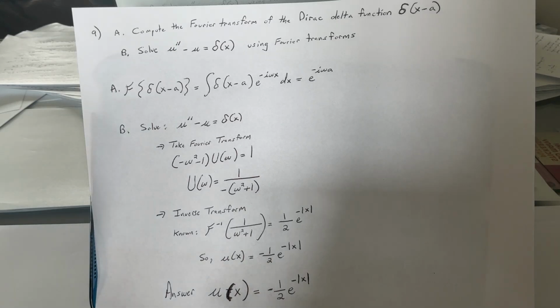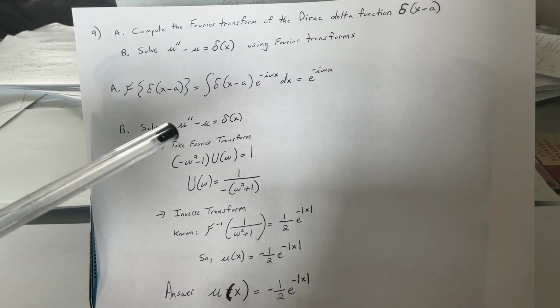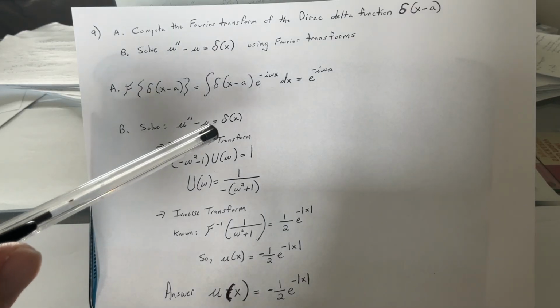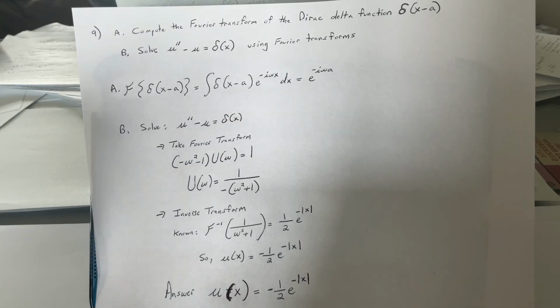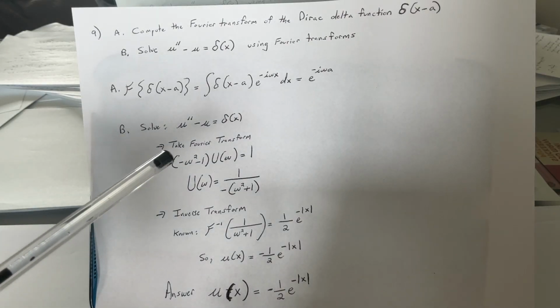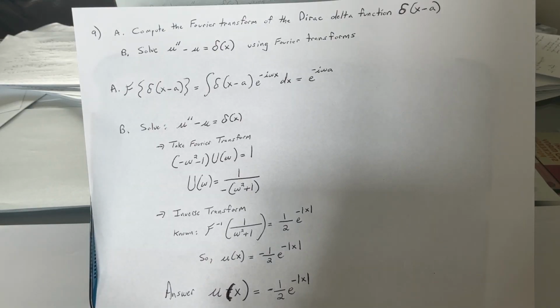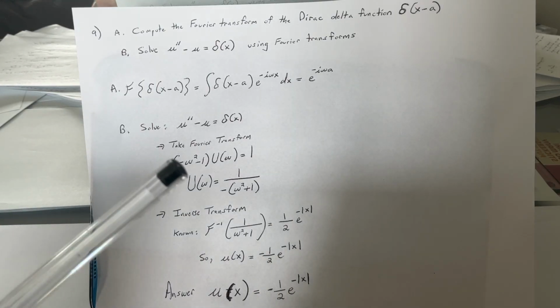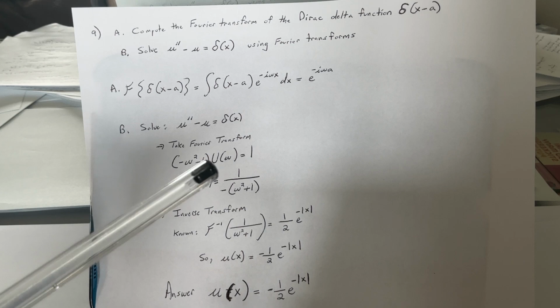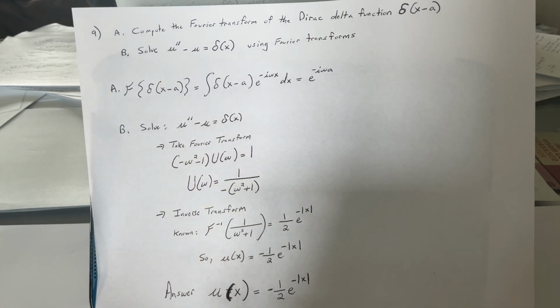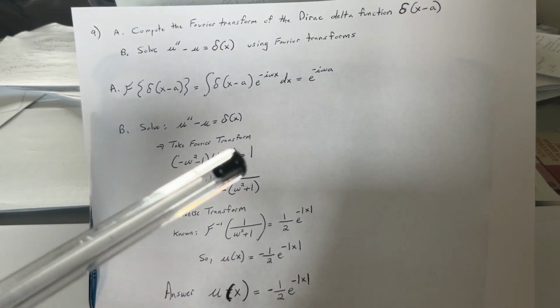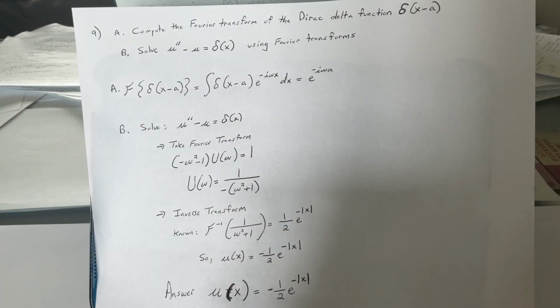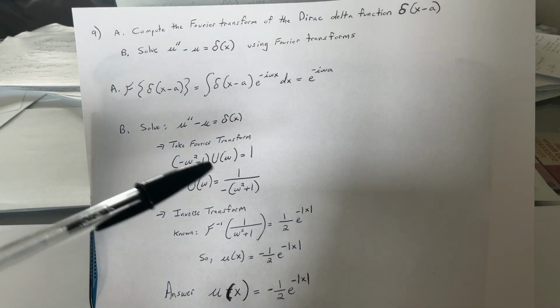All right. Part B, solve u double prime minus u equals this delta. Okay. What we're going to do here is take the Fourier transform. We're going to get negative w squared minus 1 times U of w. That equals 1. We're going to isolate U of w. We're going to get 1 over negative w squared plus 1.